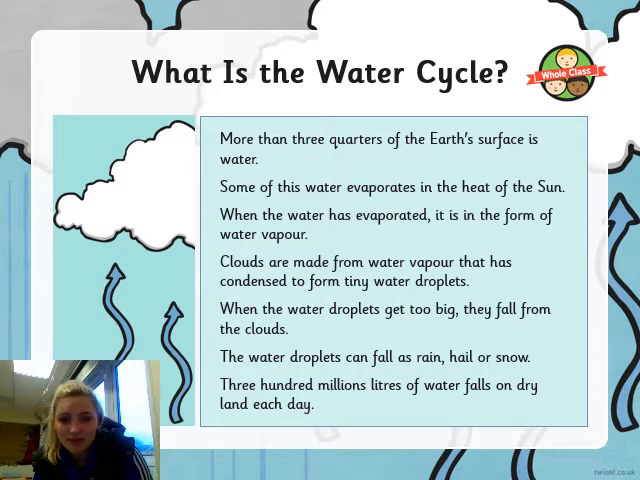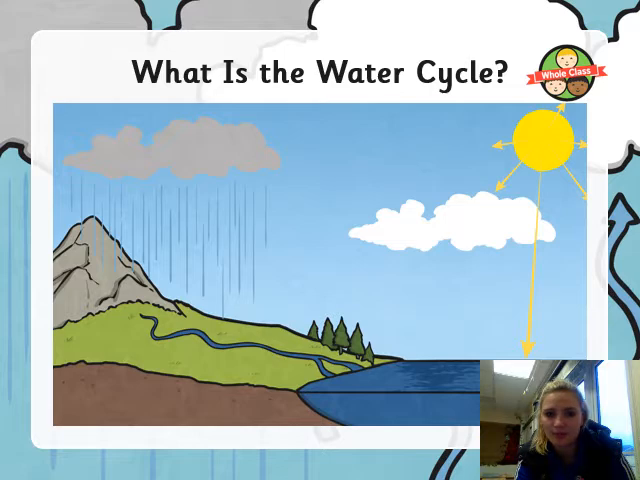300 million litres of water fall on the land each day, and as it falls down, it runs into streams and reservoirs and other sources of water, lakes, and then the cycle starts again. So we're going to have a look at the cycle, just to break it down so you can visualise how the water cycle works.